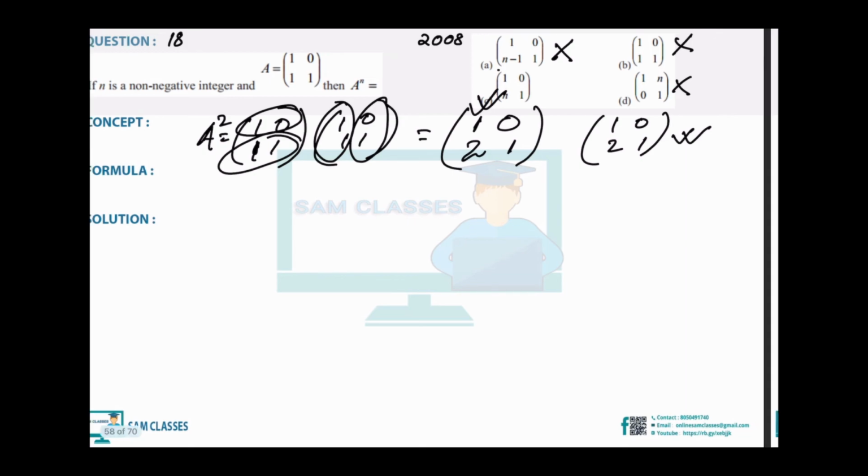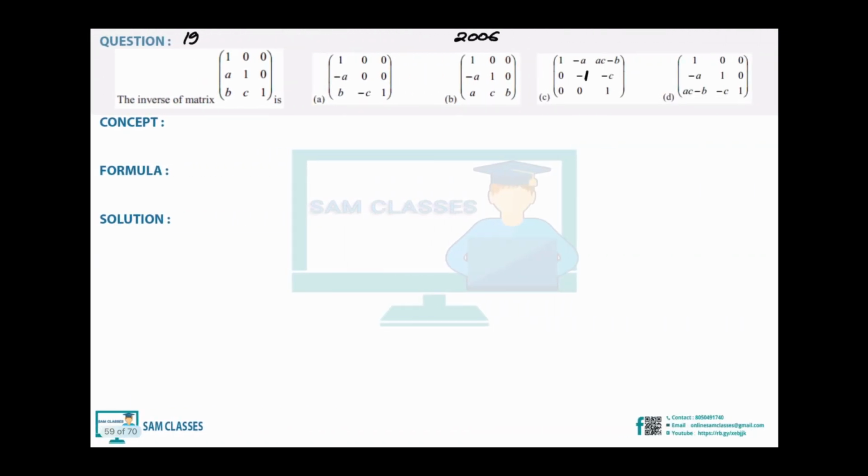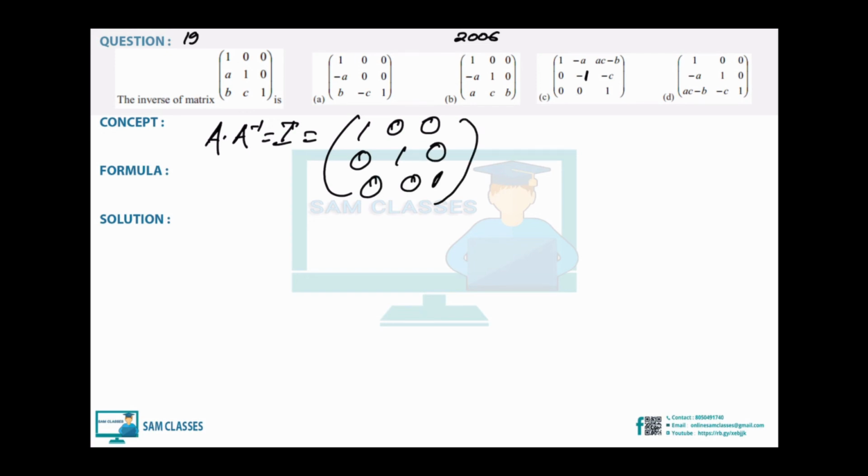Okay. Let's see the next question. Again, we have to find the inverse of this matrix. Again, we'll go by the method of checking the answers. How? A dot A inverse will give me the identity matrix, that is equal to 1 0 0, 0 1 0 and 0 0 1. Now what I'll see is, first, what are the options which are changing or what are the options which are same.